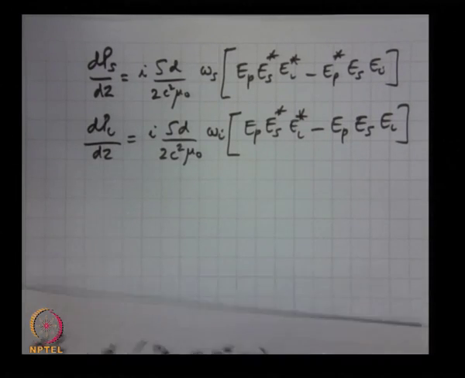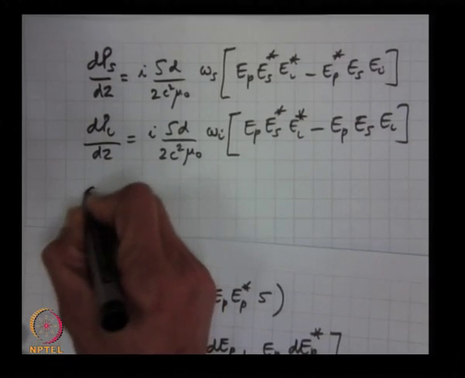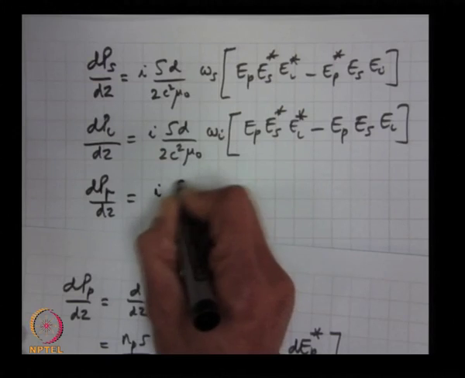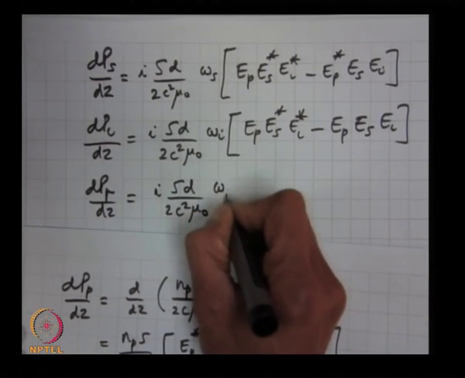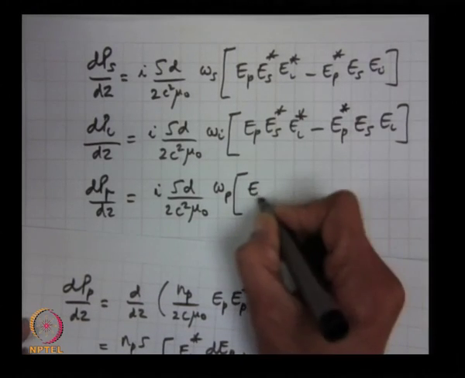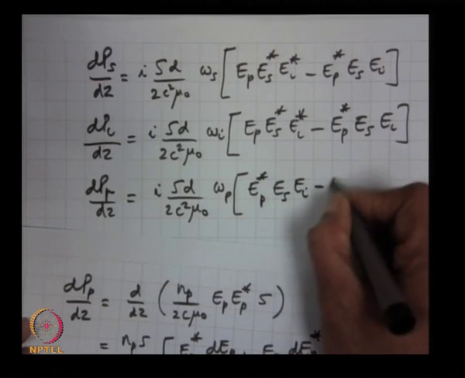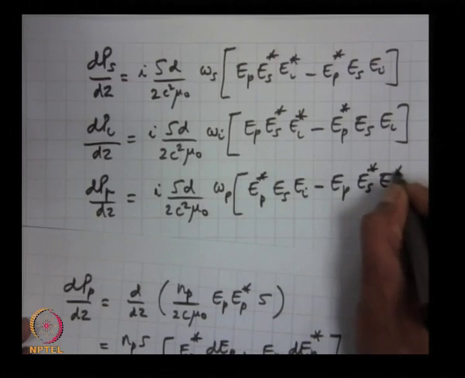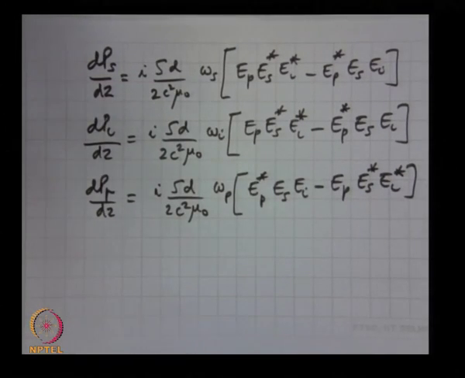Okay, now let me put these three equations together. So I have the third equation here. Let me rewrite this third equation. dPp/dz is equal to i s d by 2c square mu 0 omega p, sorry, this is Ep*, Ep* Es Ei minus Ep Es* Ei*. I'll just rewrite it in the last equation for dPp/dz.